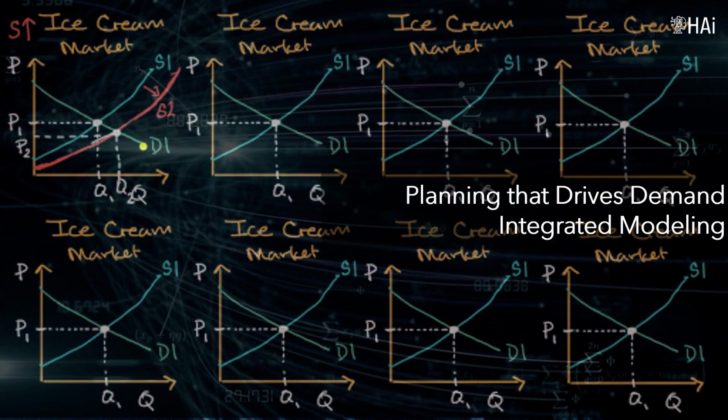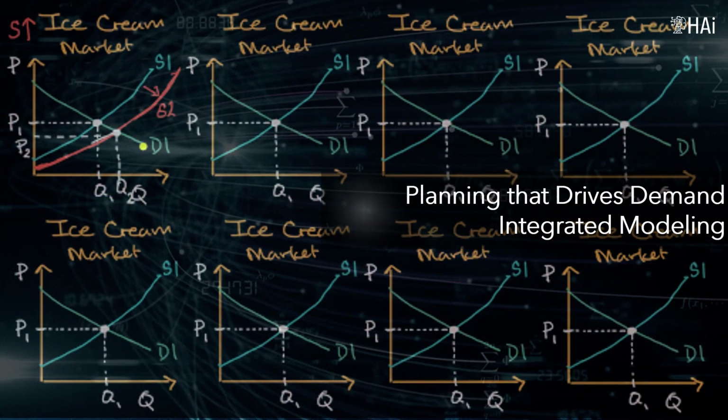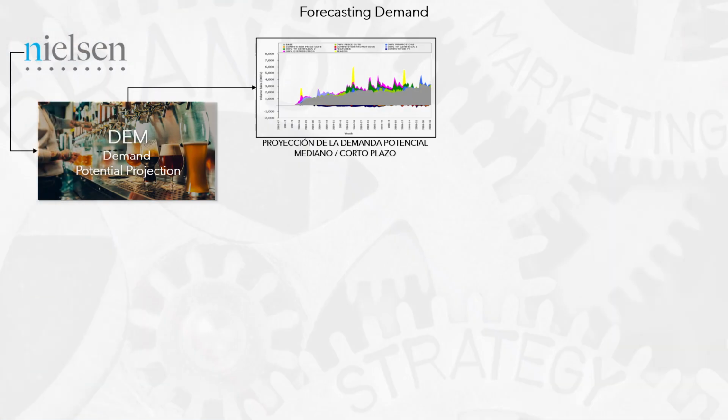Planning that drives demand, integrated modeling. Below is an example of synchronizing models to plan for access to new markets. The process begins with a demand model, capable of decomposing demand into multiple effects. In the case of new markets, there is no adequate information in the seller's databases. An alternative is to use a syndicated database to provide the information.